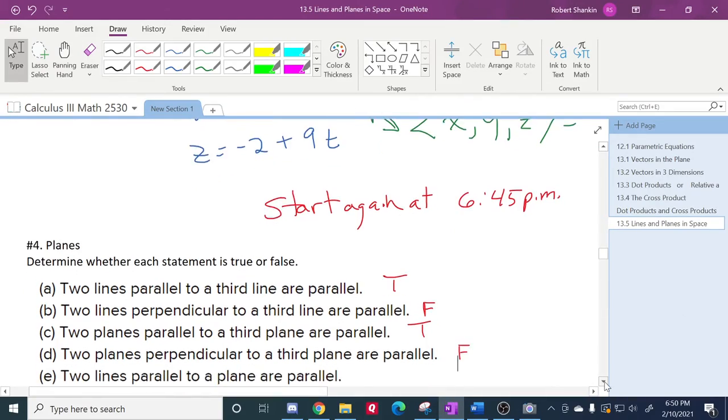Let's go to the next one. Two lines parallel to a plane are parallel.